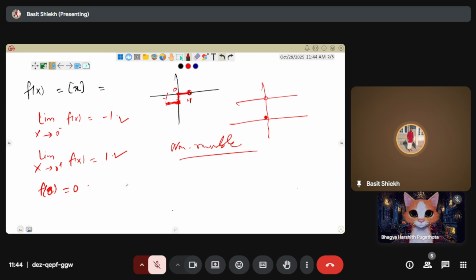Okay, let's say f of x equals to, when x not equal to 0.